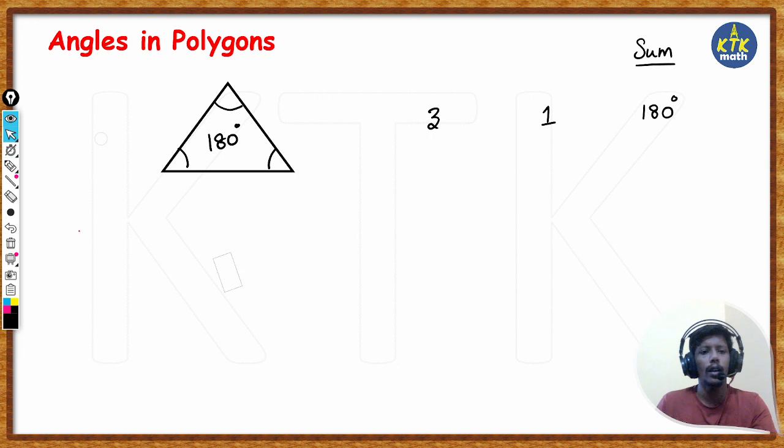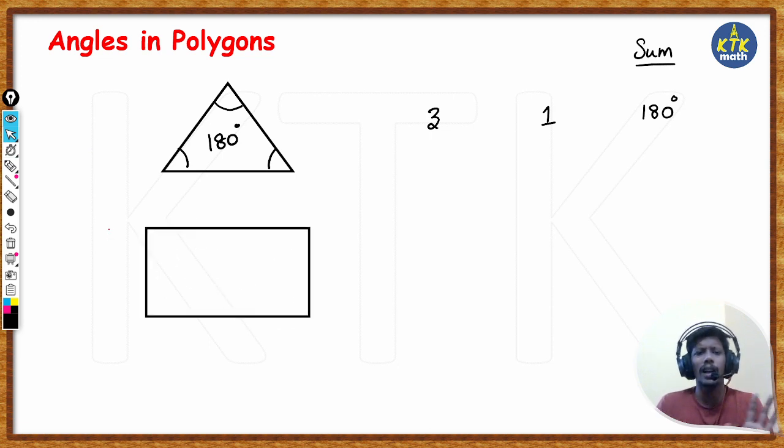In the same way, consider a quadrilateral. I'm giving only a rectangle. Rectangle is a quadrilateral, right? In order to find the total, it is very easy. You just divide it by a diagonal. Draw only one diagonal. Now you can observe that this one diagonal divides your rectangle into two triangles. Here you have one triangle, here you have one triangle.